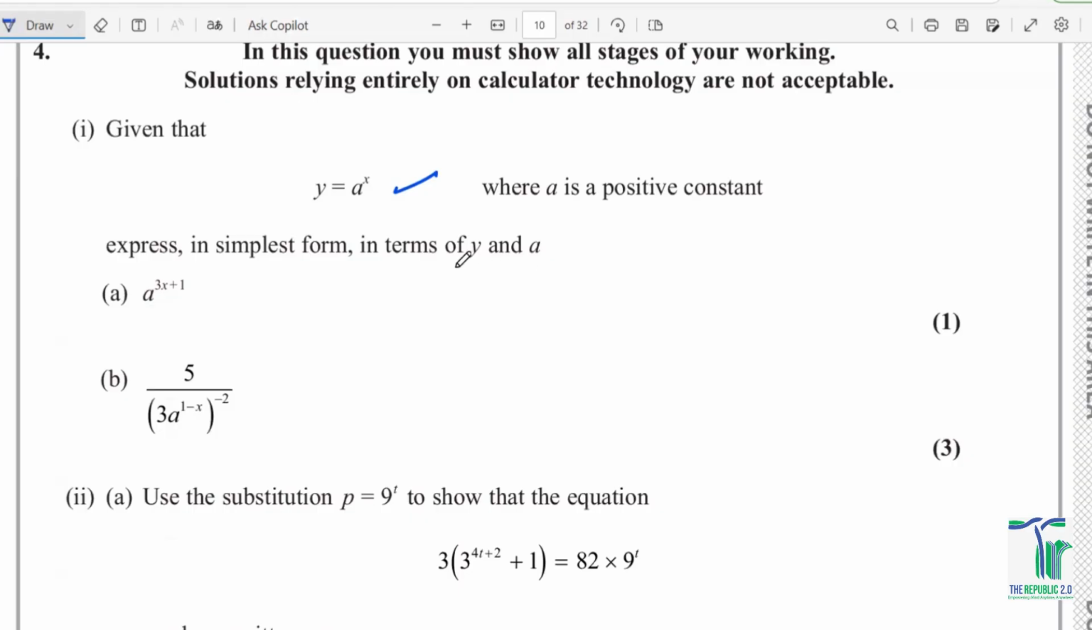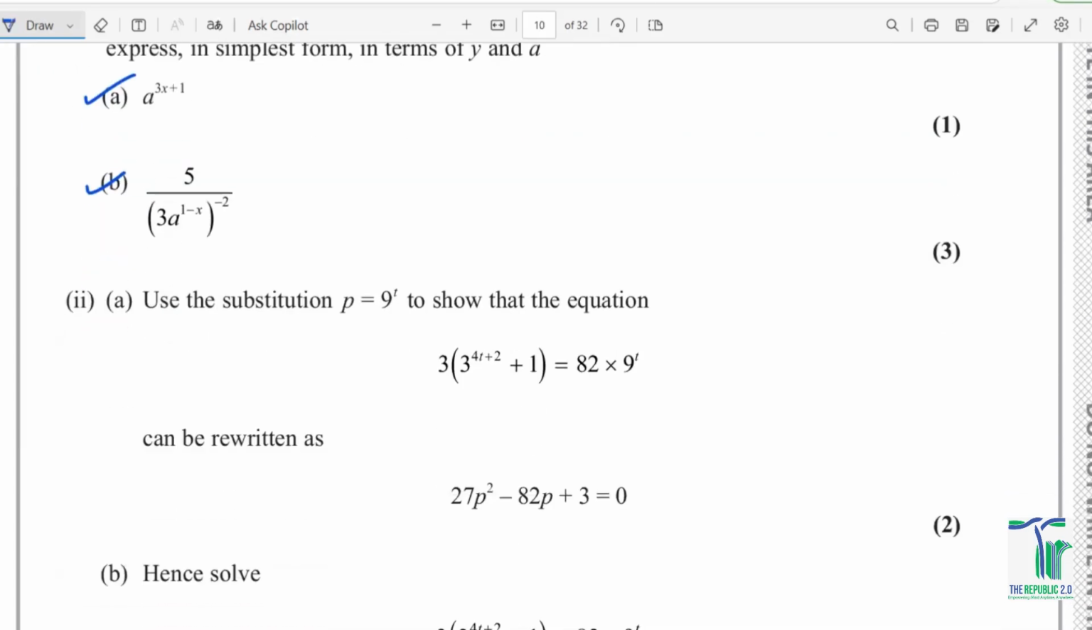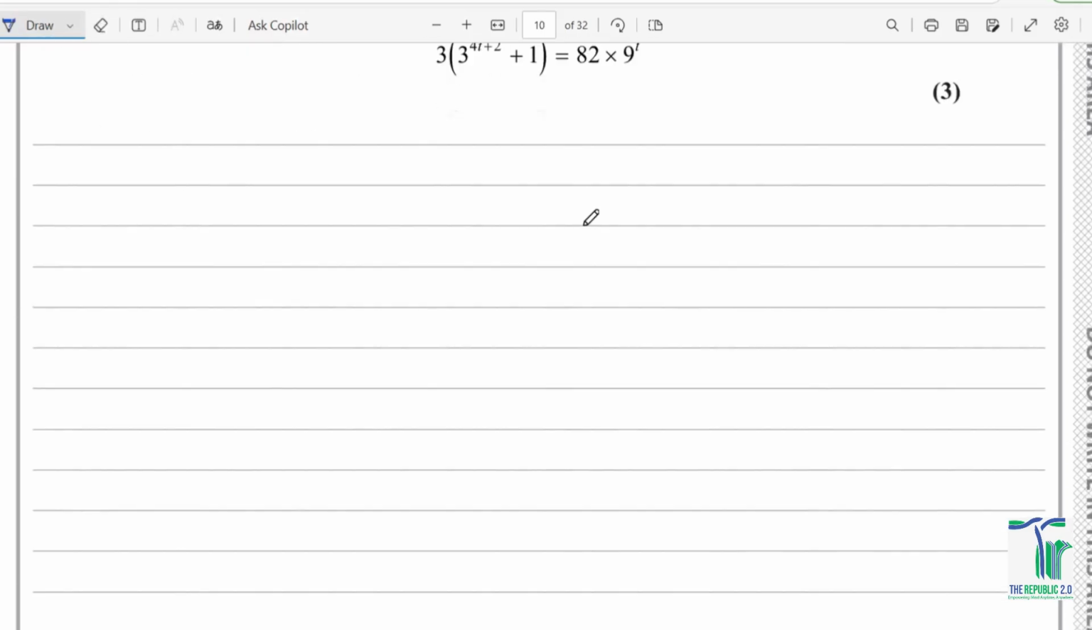So we just need to express it in simple terms of y and a. And then we've got these two expressions. So what I'm going to do, I'm just going to do the first part first of all. I've got a to the power of 3x plus 1.